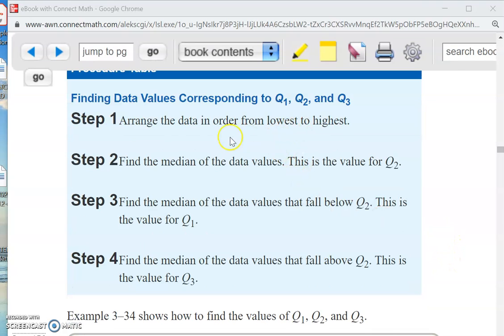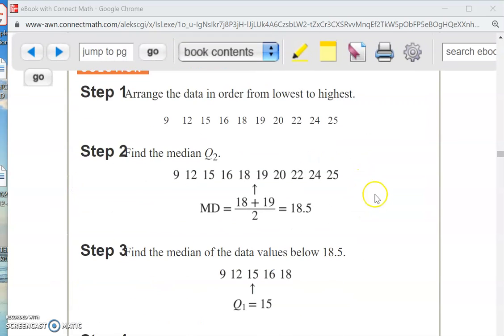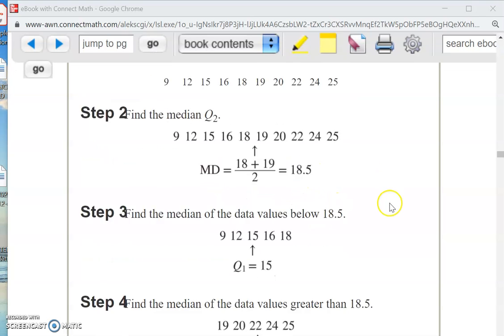Again, you just arrange the data in order, lowest to highest, find the median, that's the value for Q2, and then you say, okay, well, let me split the baby again. Let me find the median of the data values that are below Q2. And then find the median of the data values that fall above Q2, that's going to be Q3. Does that make sense? You arrange the data, you find the middle guy, and that's Q2, and then below this you find the median of this, and above this you find the median of this area.